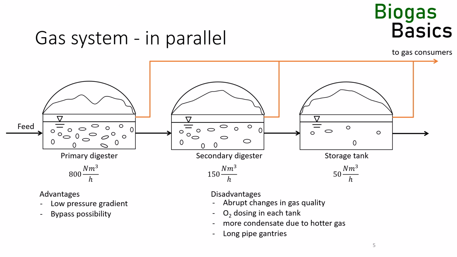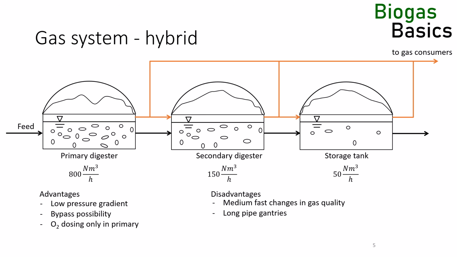If the tanks are connected in parallel, the gas pipes will be longer and more expensive. They will also produce more condensate, and condensate removal pots might be required. Parallel and series configurations can be combined to eliminate some of the disadvantages. A hybrid system has a low pressure gradient. Generally, the more gas pipes are in a plant, the better, and a single tank can always be bypassed.